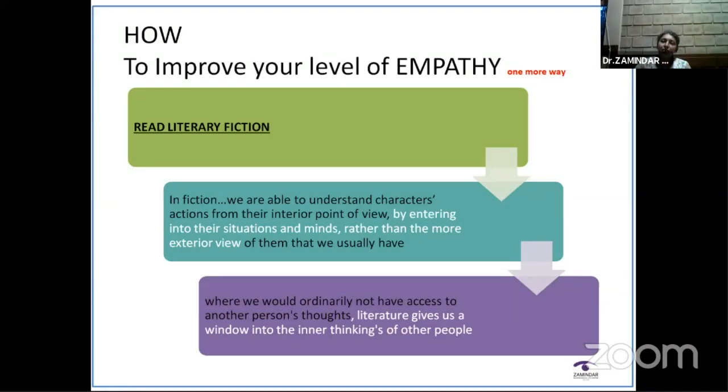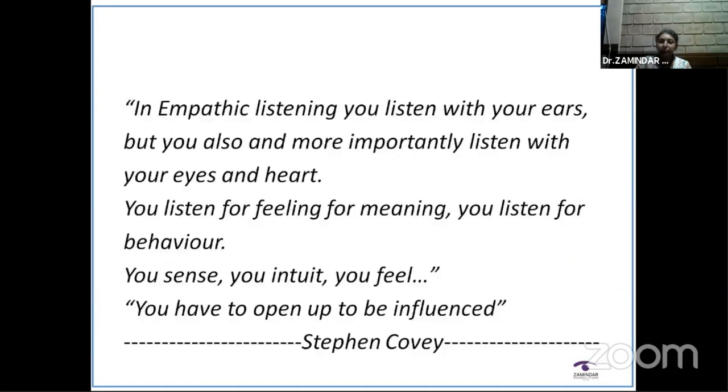There are other ways to improve empathy. This is only one which I've listed here. Reading literary fiction always helps anybody to increase their empathy levels. It's like a role play. You put yourself in the person, the character, and that's how you train. Literature gives us a window to the inner thinking of other people. Not only reading literary fiction, even non-fiction like autobiographies and documentaries will increase your level of exercising empathy.